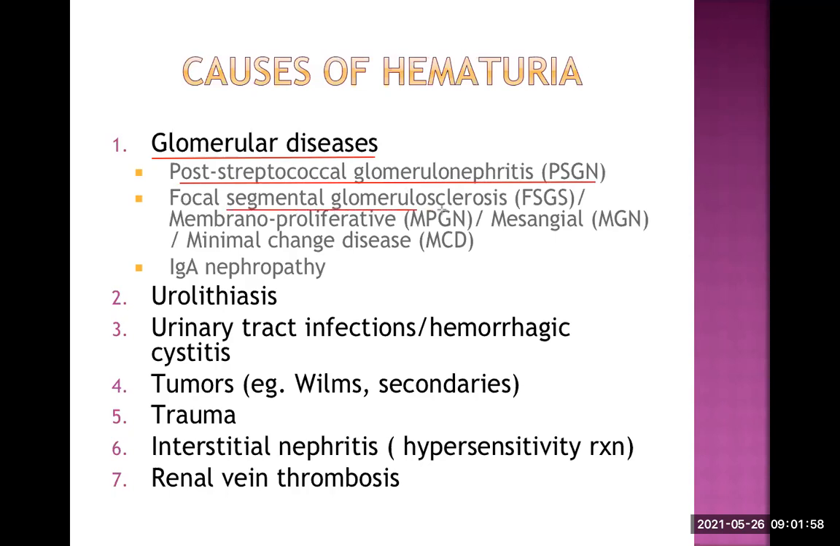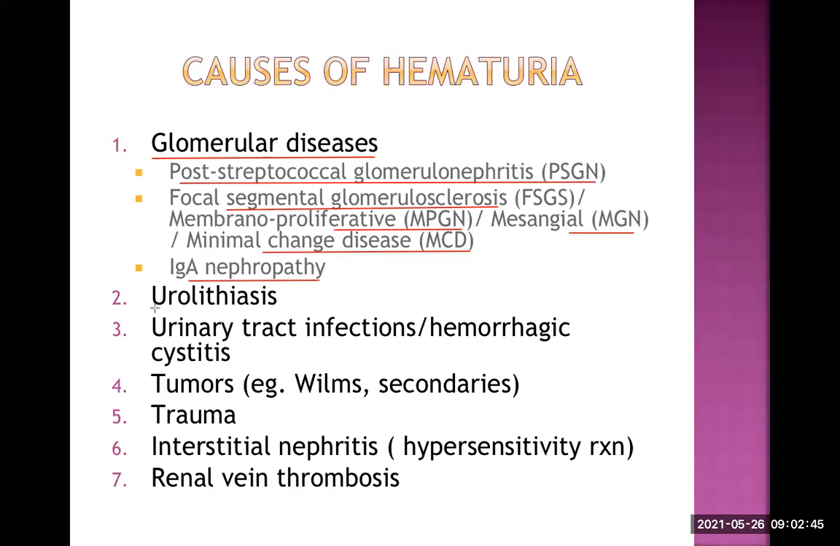Focal segmental glomerulosclerosis, FSGS, membranoproliferative glomerulonephritis, mesangial glomerulonephritis, and minimal change disease, MCD. All of them are glomerular conditions which can result in hematuria. The chances of hematuria are very low in minimal change disease, but a few patients may present with it. Another is IgA nephropathy, deposition of IgA antibody on the glomeruli and damaging them. This is also known as Berger's disease, IgA nephropathy. It can also lead to hematuria.